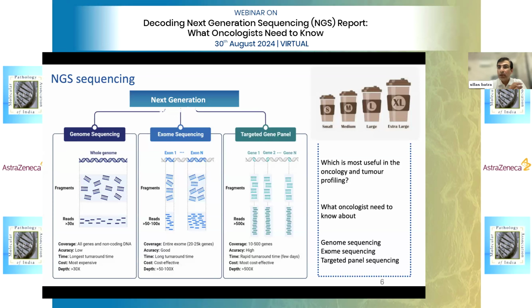Small panels you should use when you know you're looking for only EGFR or ALK, or only KRAS or BRAF and so on. So if you have a 12 gene panel, you are looking for only 12. The answer that you will get is only for those 12 genes. You will not get STK11 in that. You will not get P53 in that if it is not in the panel.